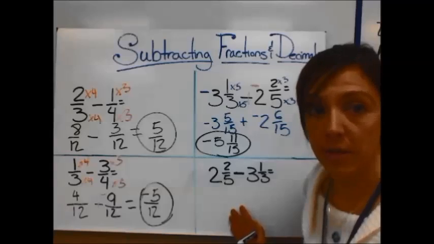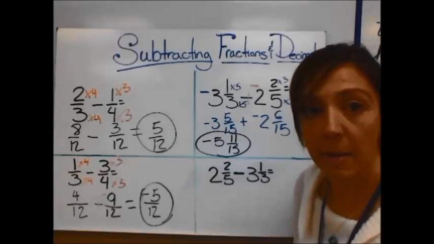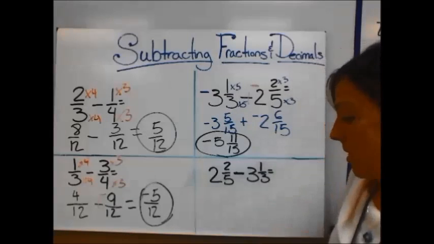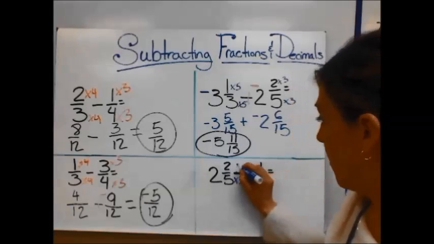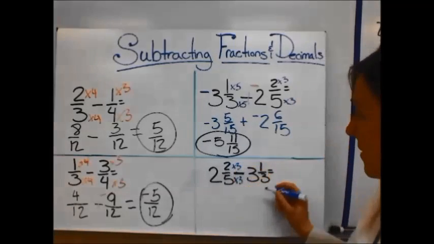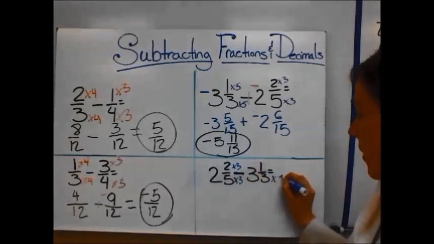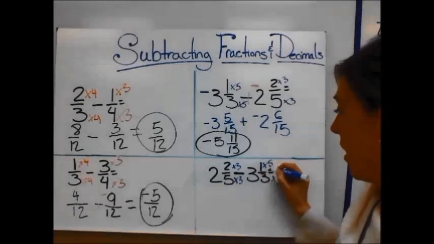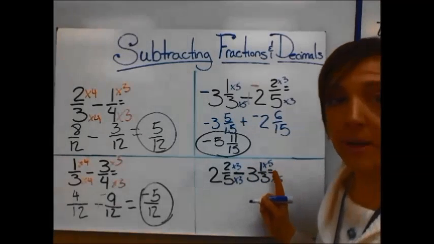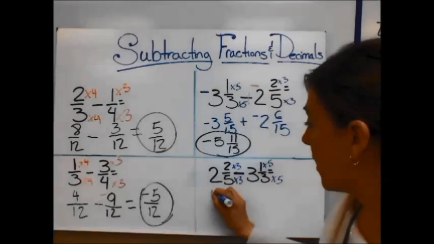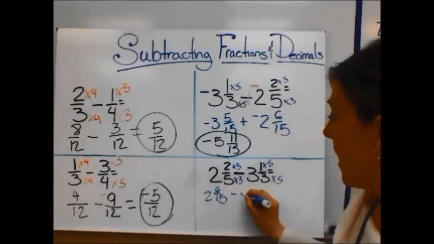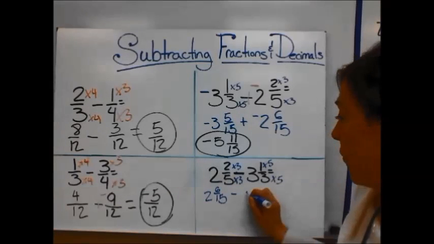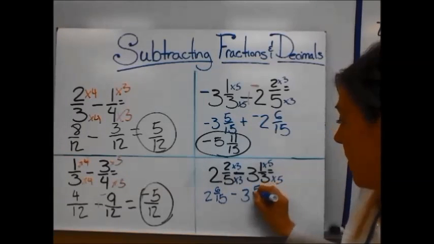2 2/5 minus 3 1/3. Again, I'm going to get like denominators first. 5 times 3. Whatever I do to my denominator, I do to my numerator. 3 times 5. Whatever I do to my denominator, I do to my numerator. And my new fraction is 2 6/15 minus 3 5/15.